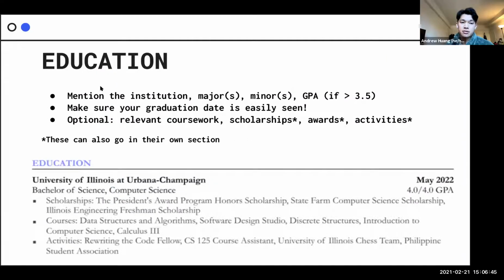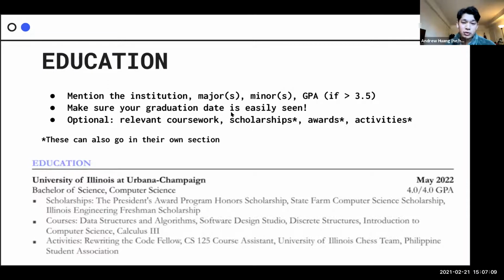Typically, standard stuff: institution, your major, minors, GPA. Specifically for FANG or higher companies, you'd want to only list it if it's over 3.5, and that's just the way they do it. If you don't have a 3.5 at the moment, it's okay, just don't list it. They kind of assume whatever you have.